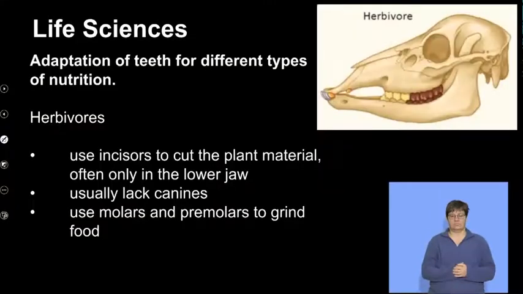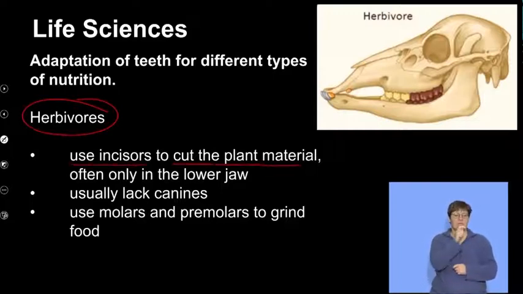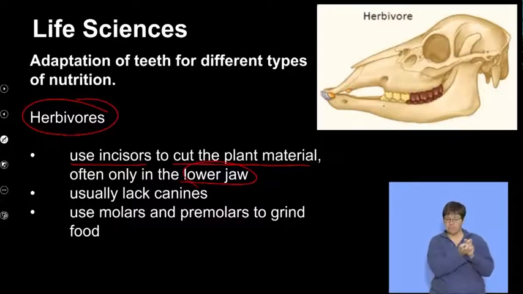Right, so let's look at the adaptations of herbivores. Herbivores generally use their incisors to cut the plant material, and these are often only found in the lower jaw. So if you look at this jaw, you can see well-developed incisors indicated in blue, and unfortunately, the upper jaw does not have any incisors.